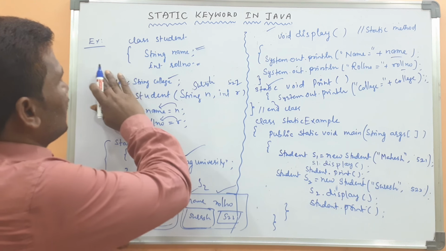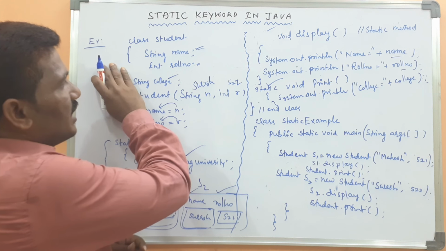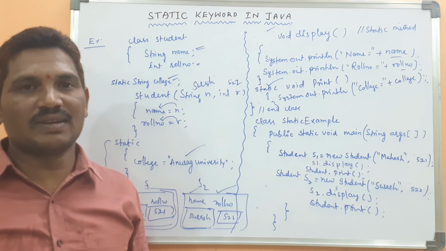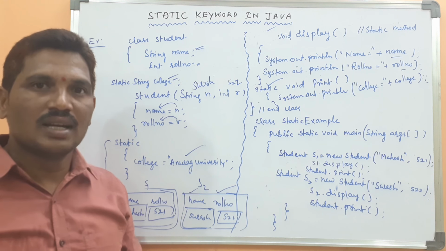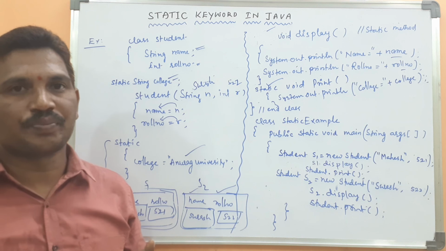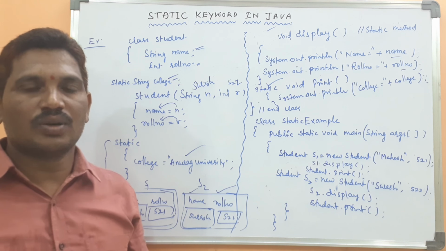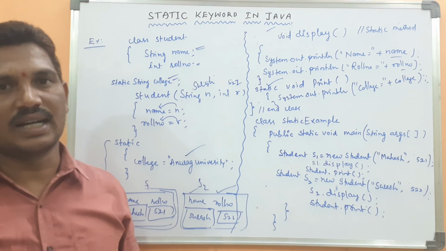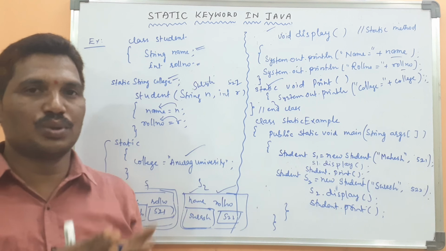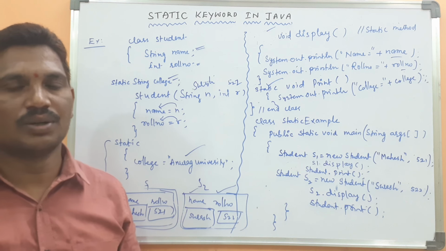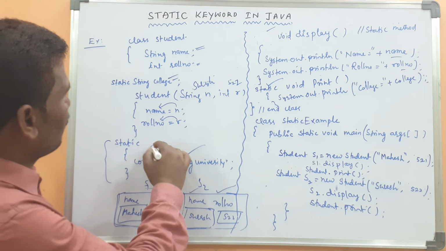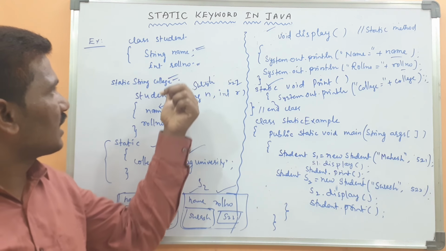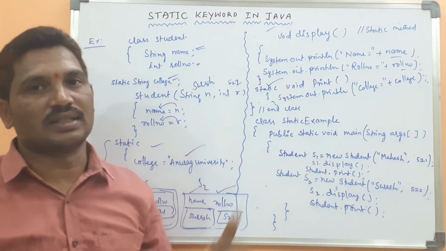If you do not declare it as static, each time an object is created, memory will be allocated to the college also. But that is not required, each and every time memory allocated to the college, because it is common. Once you declare it, it is enough. No need to initialize again and again. That's why it can be declared as static. In this type of example we can use the static keyword. Hope it is clear. I am using the static block, static variable and static method.